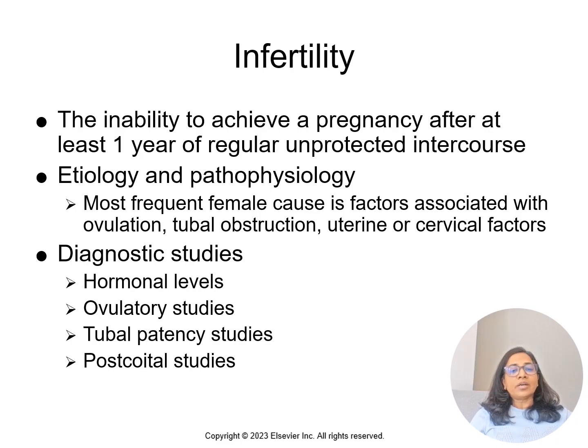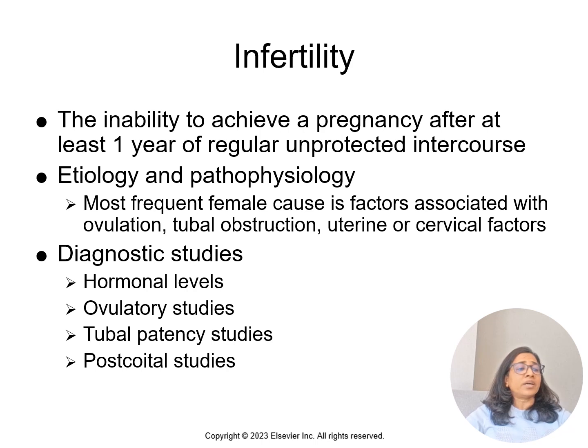Other studies are tubal patency studies. That means a radio-opaque dye is injected into the uterus and the fallopian tubes to check for abnormalities. It's called hysterosalpingogram. It's just a study of the uterus and the fallopian tubes.